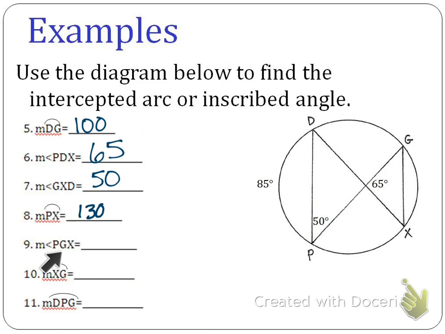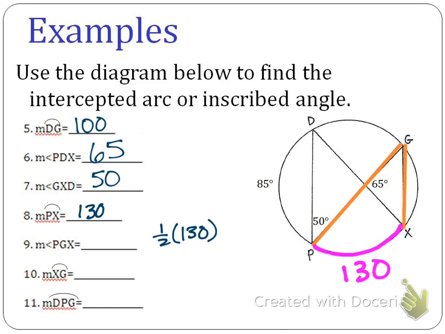The next one, we're going to find the measure of angle PGX. So if I map that out on my diagram, PGX, I've got this angle, and it's intercepting the arc I just found that we have as 130 degrees. So to find that angle, I'm going to cut this in half, getting us 65 degrees again.